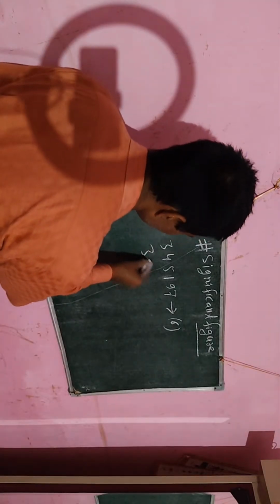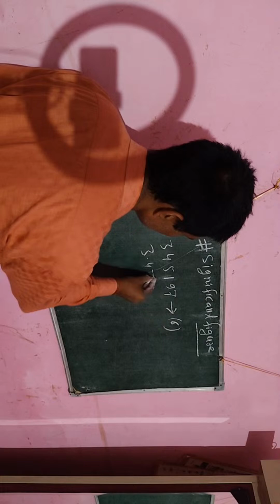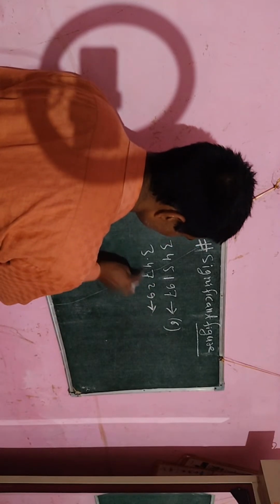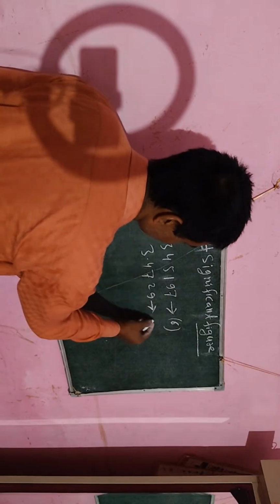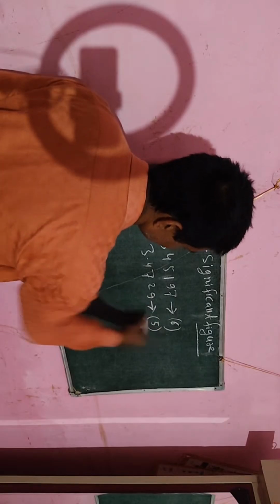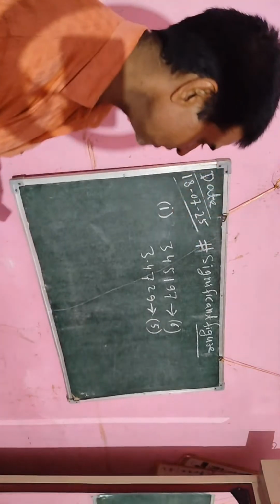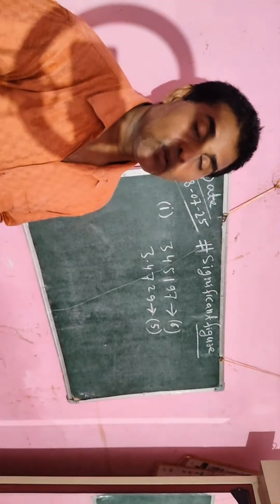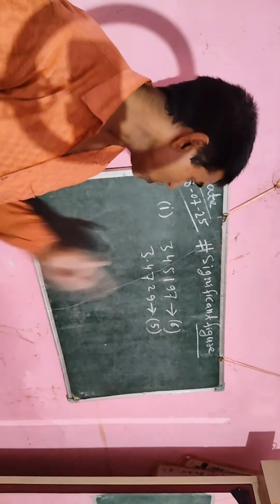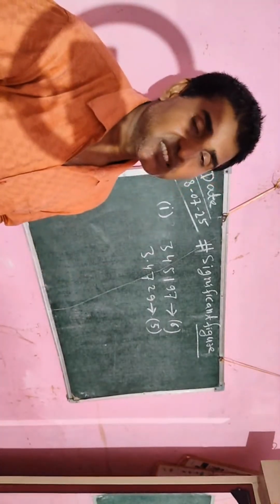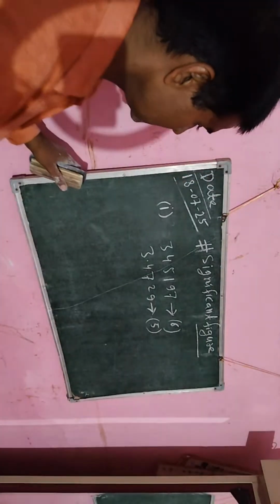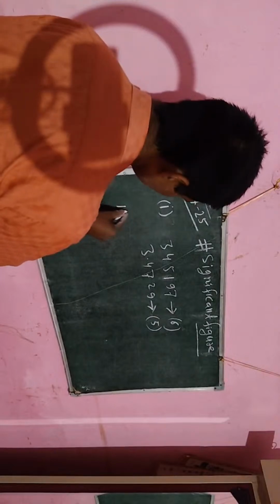Now if anyone says 3.472, what will be its significant value? I will say 1, 2, 3, 4, 5, because all are non-zero digits. So its significant value will be 5. This is the first rule, and we have to know it easily, because all non-zero digits are called significant figures.